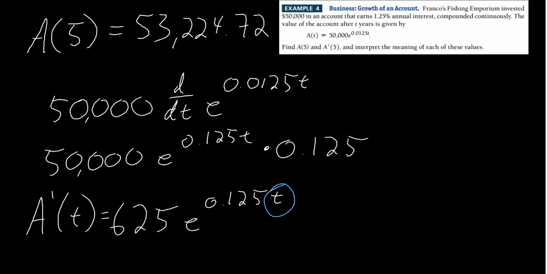Once again, I put in the wrong number there. I still did 12.5% of 50,000, but it is 0.0125 times 0.125.